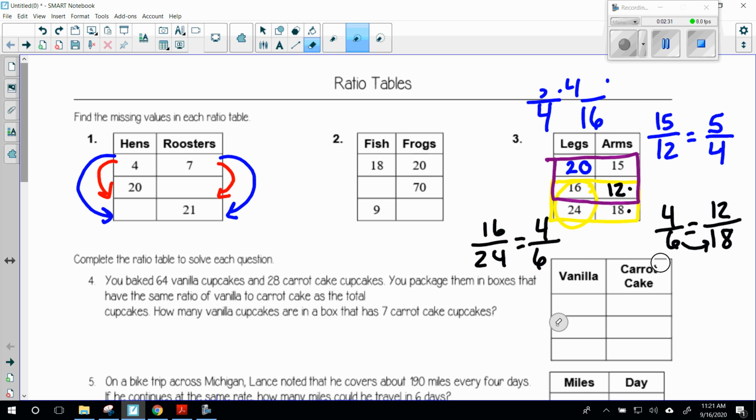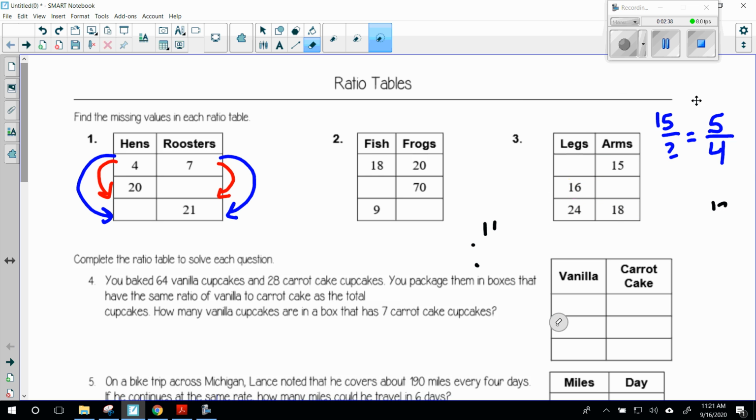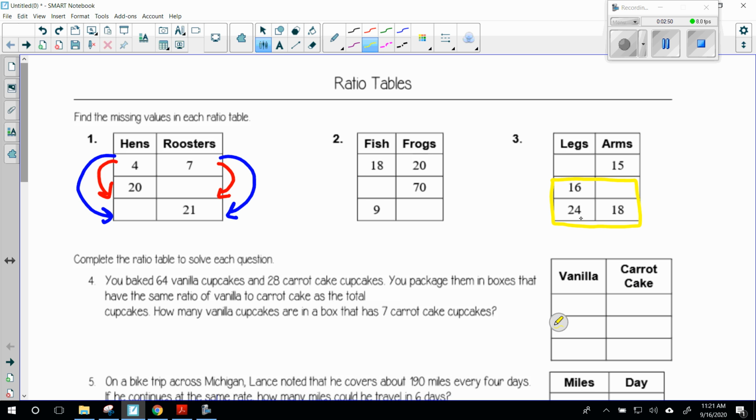Now, if you don't like doing it that way, I'm going to remind you of the other way that you can go about doing this. Let me get rid of all this stuff first. So we're going to, again, focus on what we're given. So let's start on the bottom here because we have a complete ratio set up here, 16 to 24. So if I take that 16 to 24, and I set it equivalent to something over 18, remember we're trying to figure out what is going to go on top here.